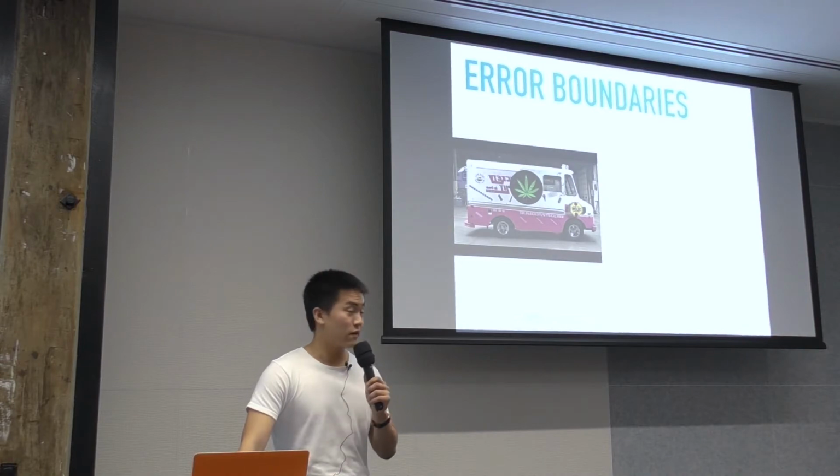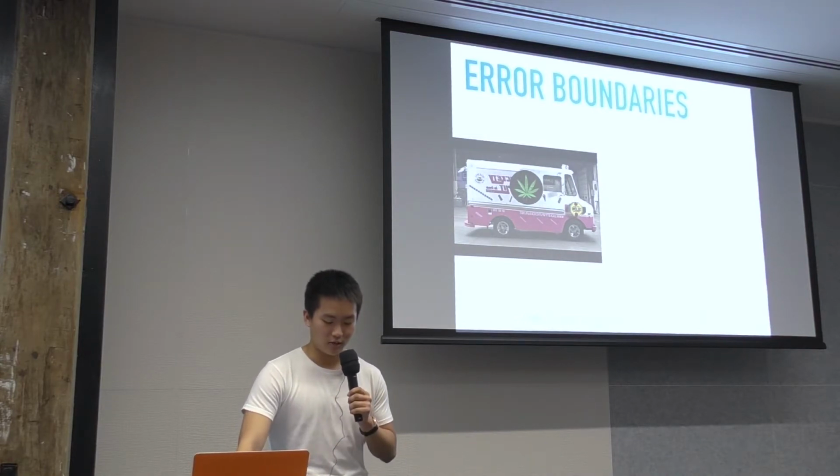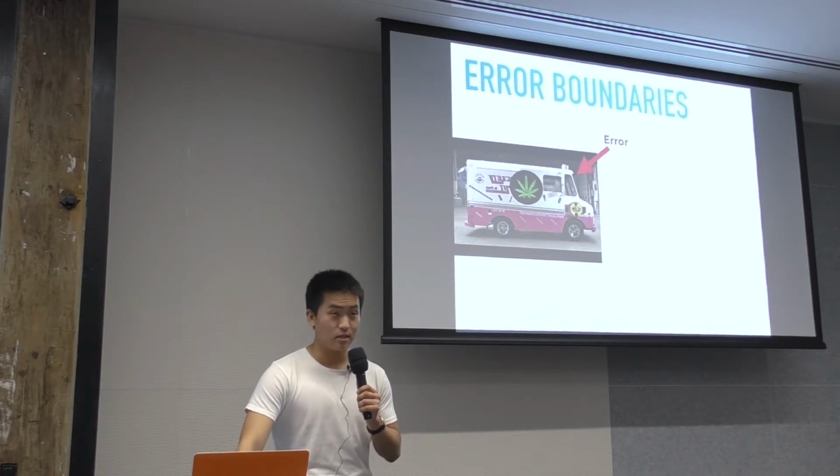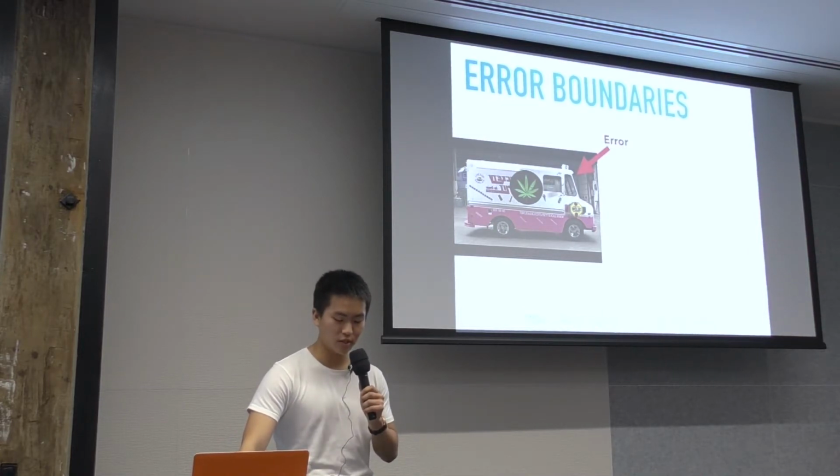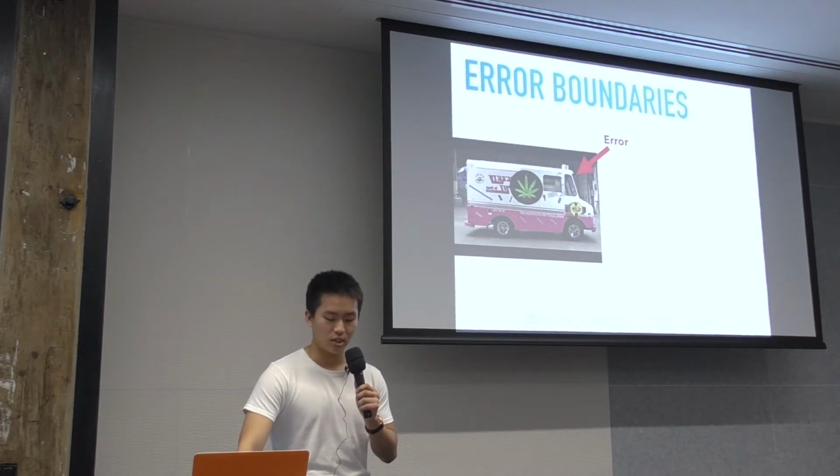Another great feature of React 16 is the error boundary. Let's just say that this somewhat dodgy ice cream truck is an error thrown by one of your components during its render cycle, and it's traveling up your component tree, and it's about to be emitted out of your app and into uncharted territory.